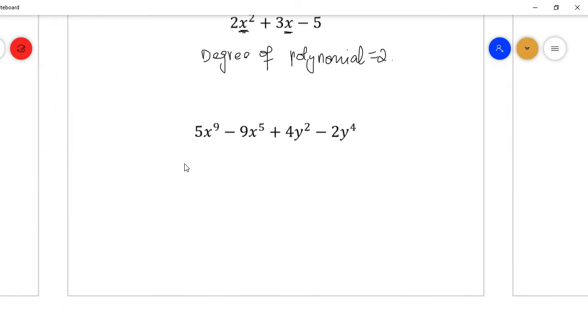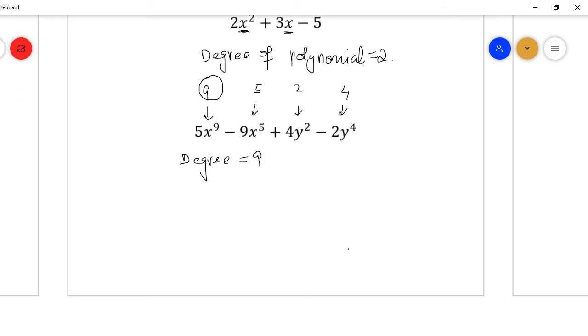Now come to the next example, which is 5x power 9 minus 9x power 5 plus 4y squared minus 2y power 4. Now what about this expression? In the first term the power of the variable is 9. In the second term the power of the variable is 5. In the third term it is 2, and in the last term it is 4. Now check which one is greater. So 9 is greater. Then the degree of this polynomial is 9.